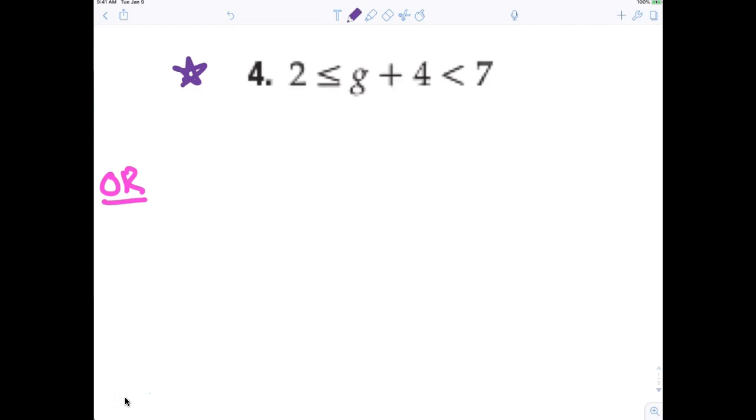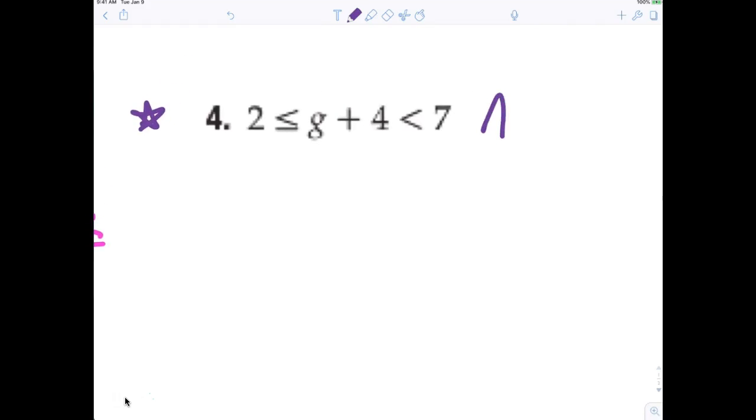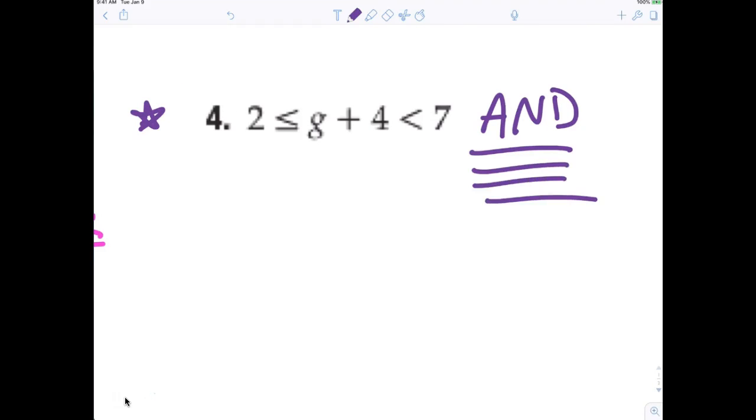And then above or below or on the side, make sure you know this is always a what? It's always an and. Now to solve this, I have to undo a what? Plus 4, right? So how do I undo a plus 4? So I put a minus 4, a minus 4. Uh-oh. I also have to put a minus 4 over here.